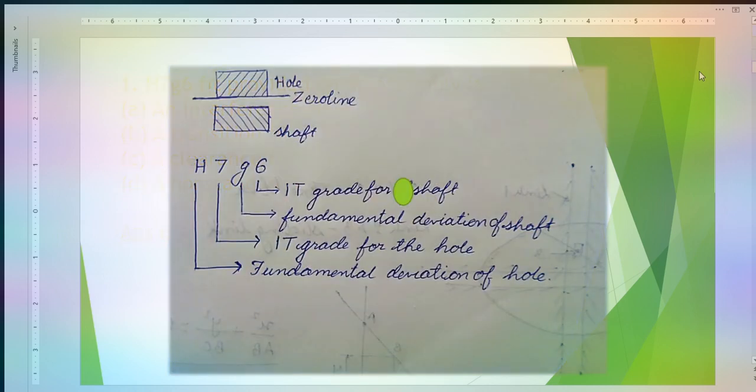Here, H7G6 represents clearance fit, in which H represents fundamental deviation of hole, 7 represents IT grade for the hole, G represents fundamental deviation of shaft, 6 represents IT grade for shaft.